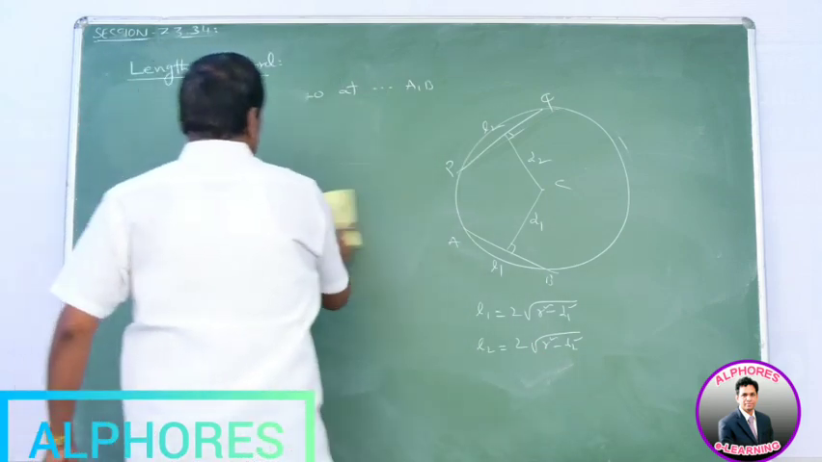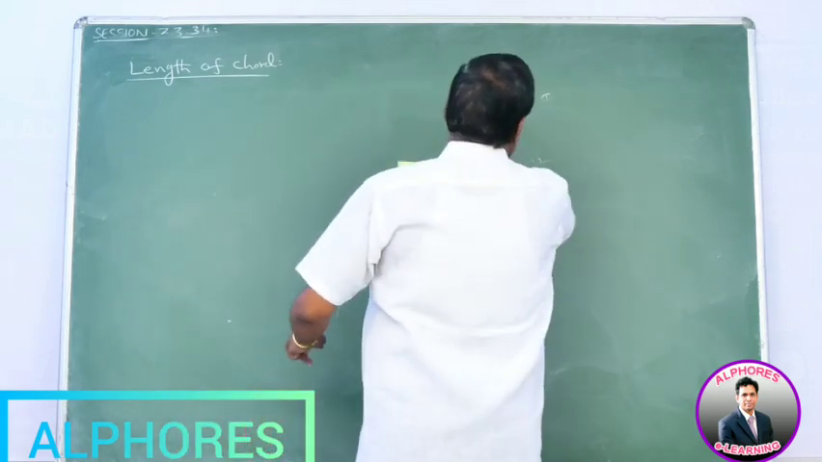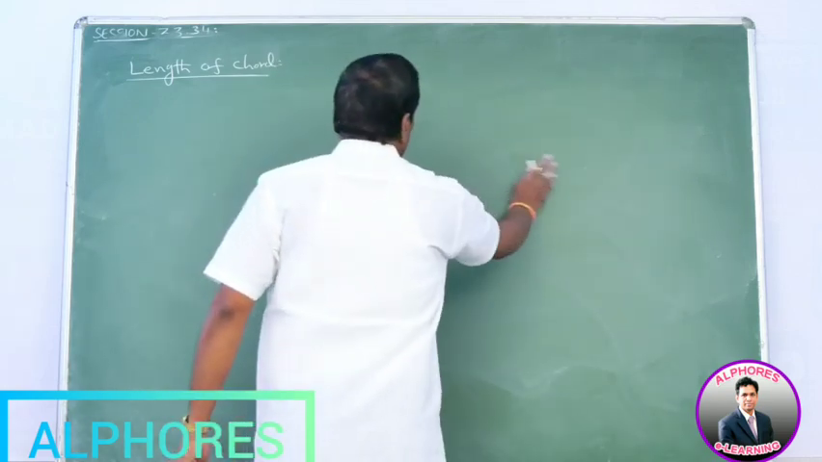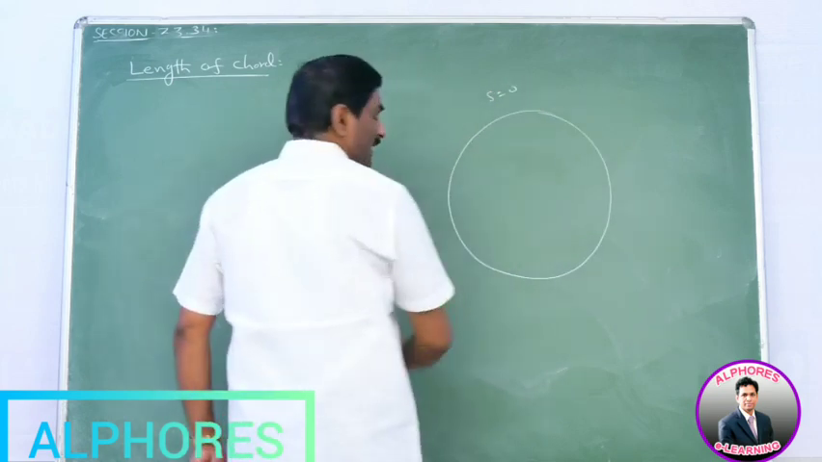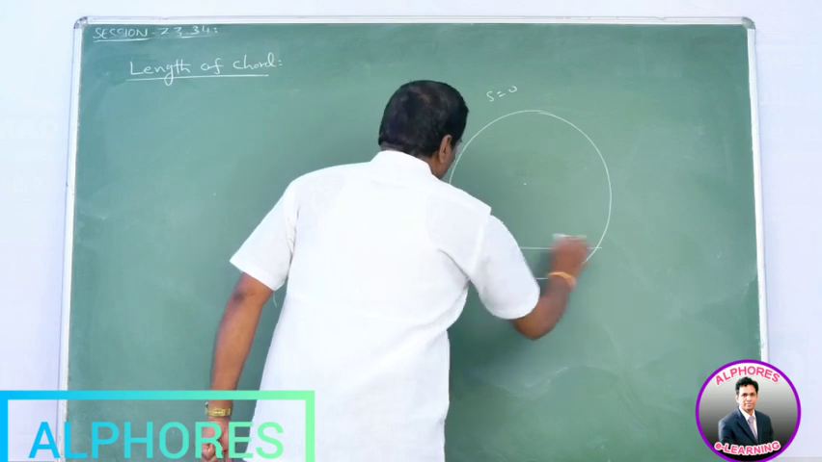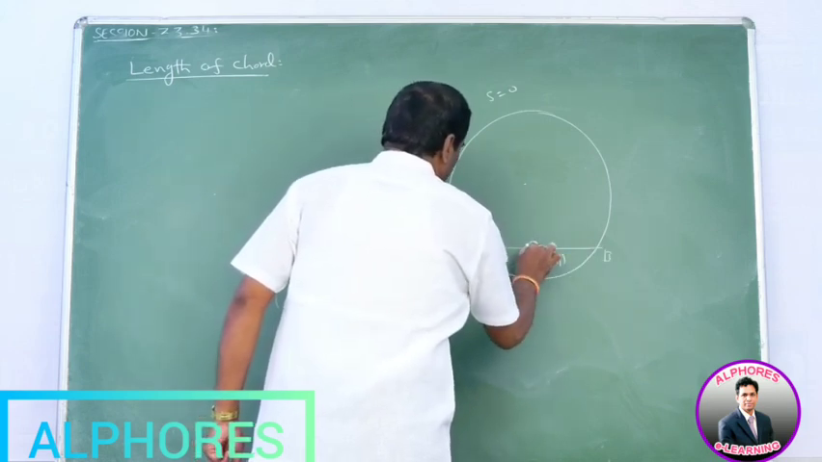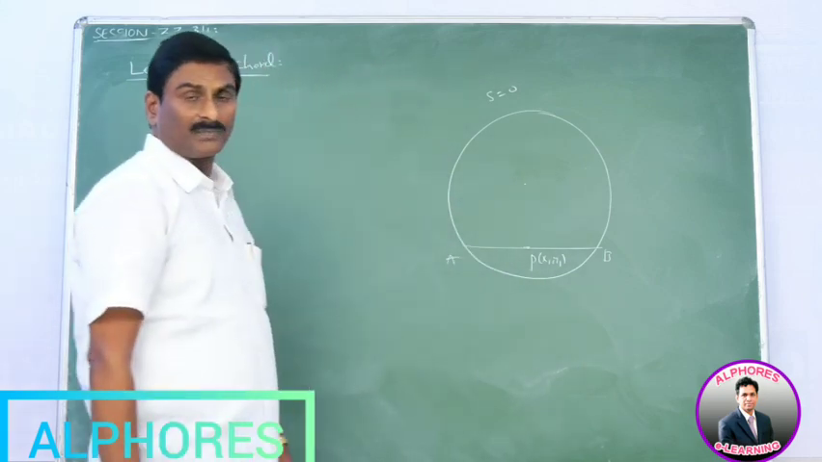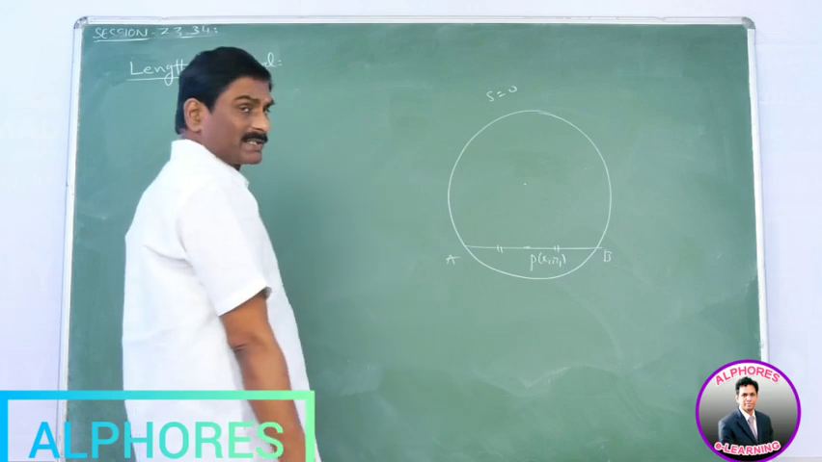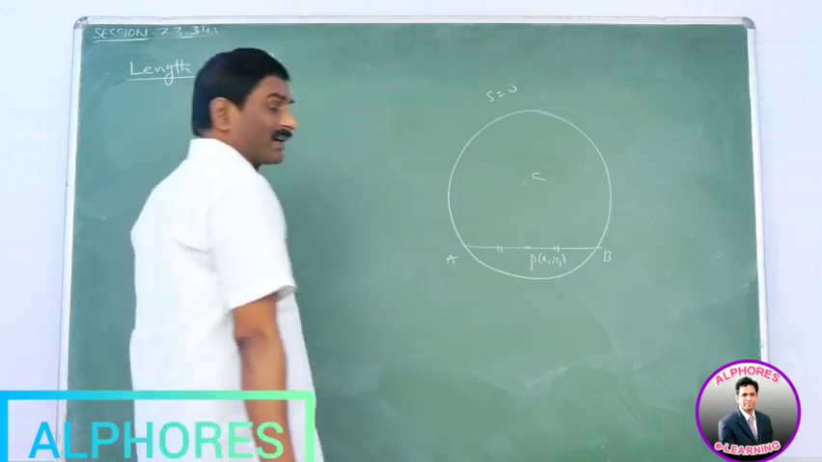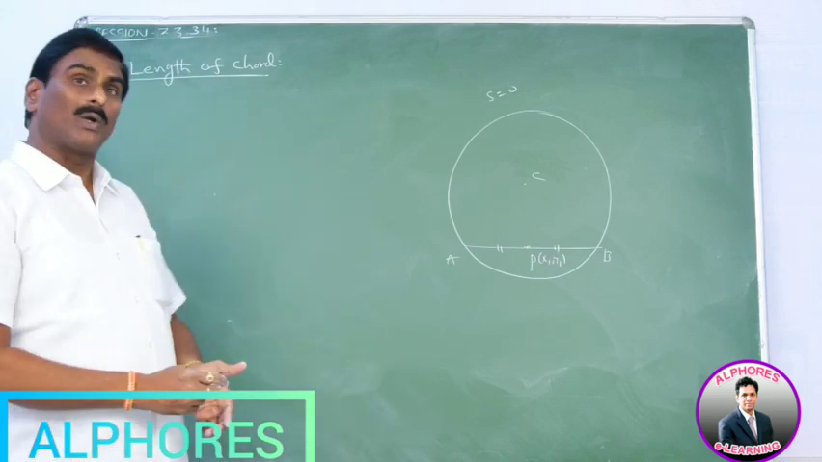Second one. If the midpoint of the chord is given, what is the length of the chord? Suppose S is equal to 0 is the circle, AB is one of the chords, and P(x1, y1) is the midpoint of the chord. What is the length of the chord? Midpoint means this point P divides the chord into two equal parts.